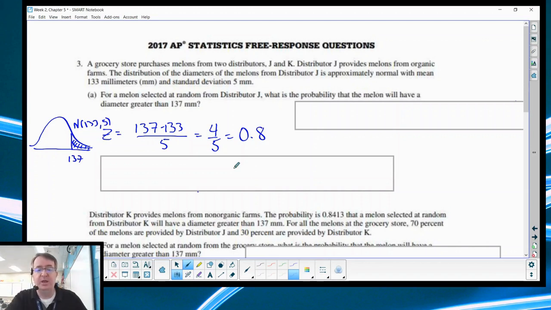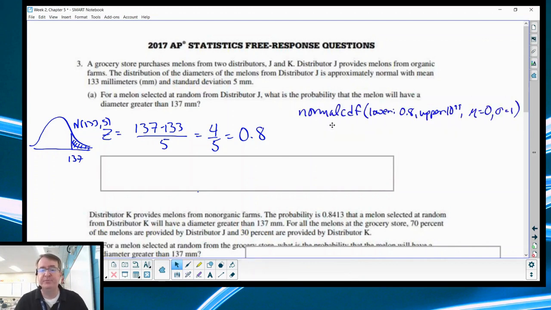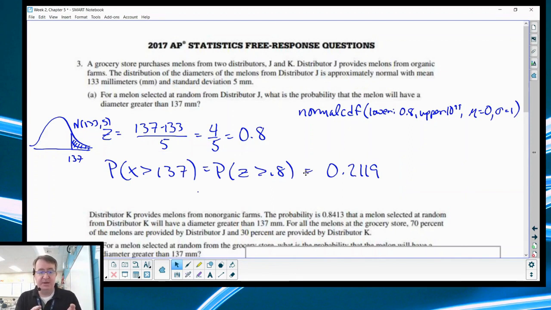Or we can use normal CDF, as long as we label what the parts are. The lower value is going to be 0.8. The upper value is going to be a very large number, 10 to the 99th. Mean is 0, standard deviation is 1. So the probability that x is bigger than 137, which is the same as the probability of z being bigger than 0.8, is 0.2119. So just about 21.2%. Yay, congratulations. You just got some points.